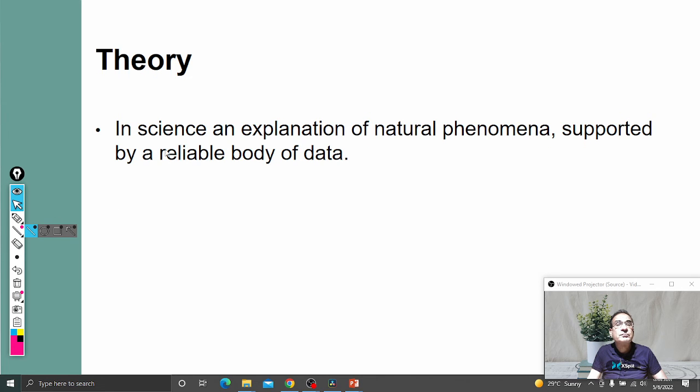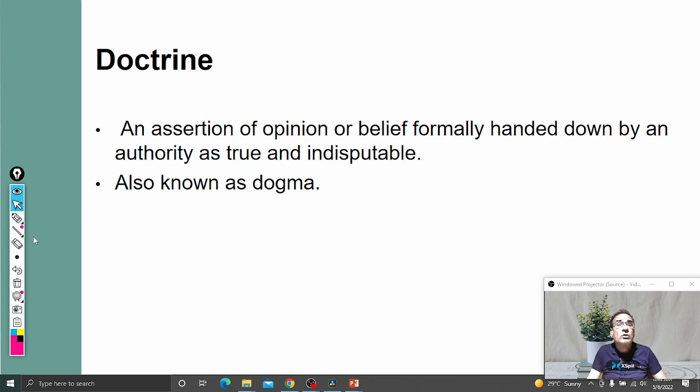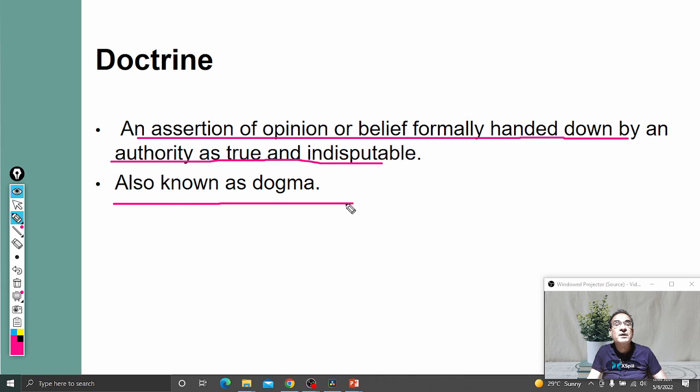Theories. In science, a theory is an explanation of natural phenomena supported by a reliable body of data. This is called a theory. Doctrine. It's a certain opinion or belief formally handed down by an authority as true and undisputed. It's also known as dogma or doctrine. It's very popular.